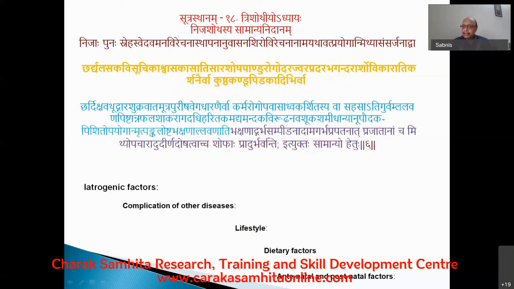Now in Charak, they have clearly classified the metabolic disorders. Some metabolic disorders are heterogeneous, which I have shown in different colors. You can see it. Some are the complications of other diseases. Some are lifestyle disorders. Some are due to wrong dietary factors, and some are due to antenatal and postnatal factors. So as we said, the different types of causes of metabolic disorder have been classified very, very correctly.